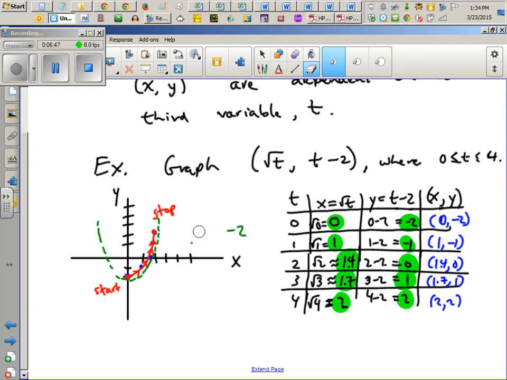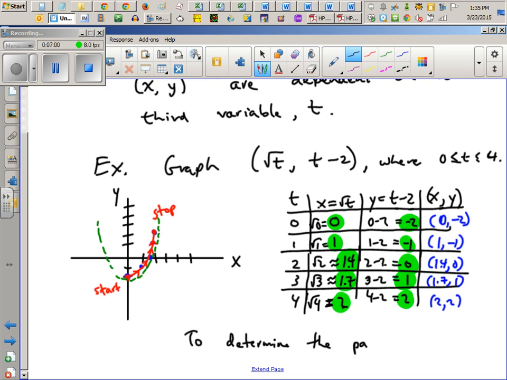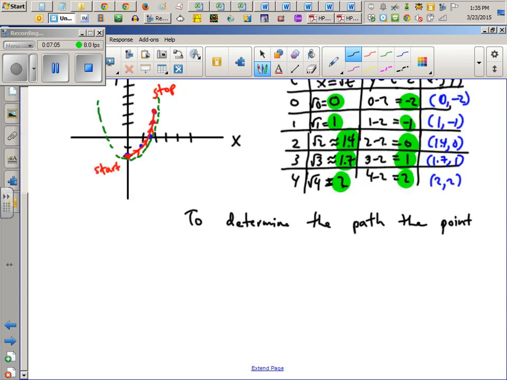Okay, so to determine the green path, which is not the same as the red path, okay, we're going to try to eliminate our variable. So to determine the path the point is traveling along, we need to eliminate the parameter. We need to eliminate t from the problem.